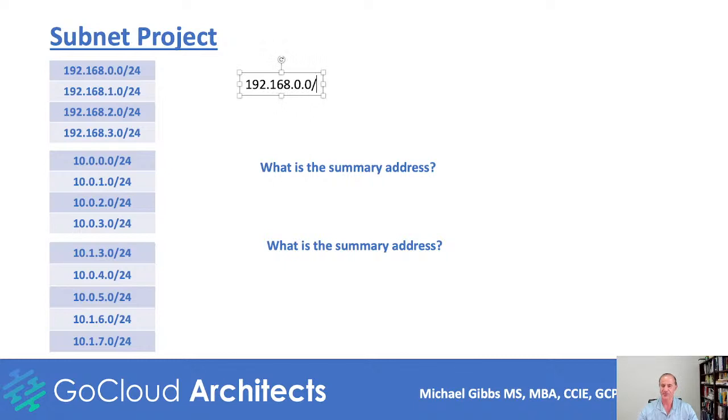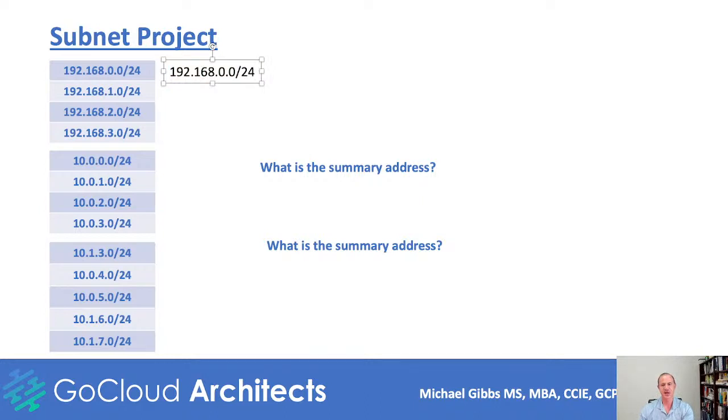192.168.0.0/22. Would help if I could type. So now do we see where it's coming from? I just went in the opposite direction. So /24 is going to cover the first subnet.